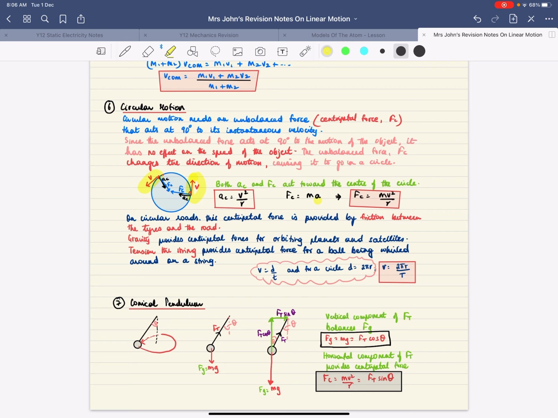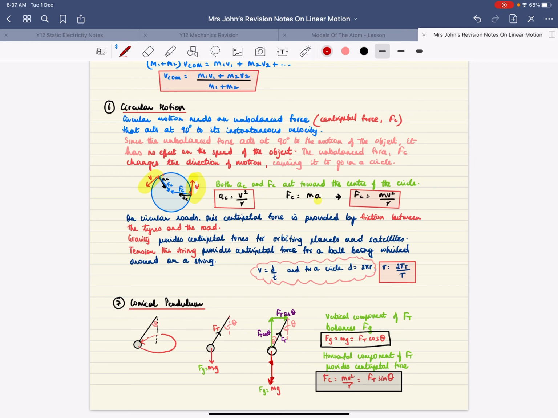So the conical pendulum is like a simple pendulum, but it goes around in a circle. The forces acting are the tension force on the string and gravity force downwards, and we resolve the tension force into horizontal and vertical components. The vertical component of the tension force balances the gravity force. Bad mistake, I had the rubber and I rubbed that off. Okay, here we go, gravity force. And the horizontal component of the tension force provides centripetal force.